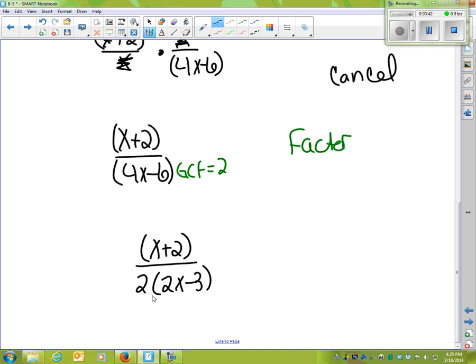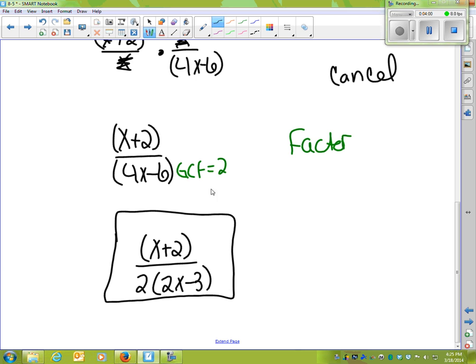Our next step would be to cancel if there was anything to cancel, but I can't. And that gives me my final answer. It didn't ask me to state any restrictions, so I don't have to do that in this particular problem.